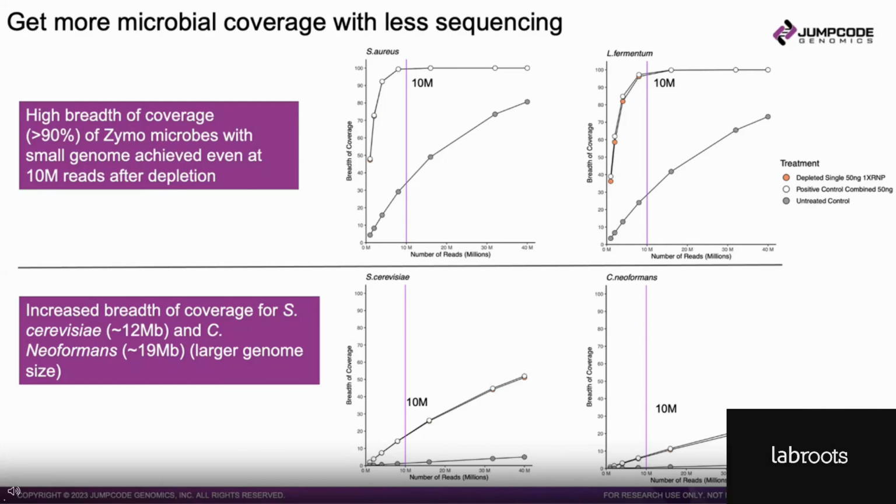Here, to the right, we have a graph showing the breadth of coverage on the y-axis and the number of reads on the x-axis. For smaller genomes within the Zymo community, like Staphylococcus and Lactobacillus, you can actually cover more than 90% of the entire genome, even at 10 million reads. And for the community members with larger genomes, like Saccharomyces and Cryptococcus, you still notice an increased breadth of coverage that will definitely boost the accuracy of detection.